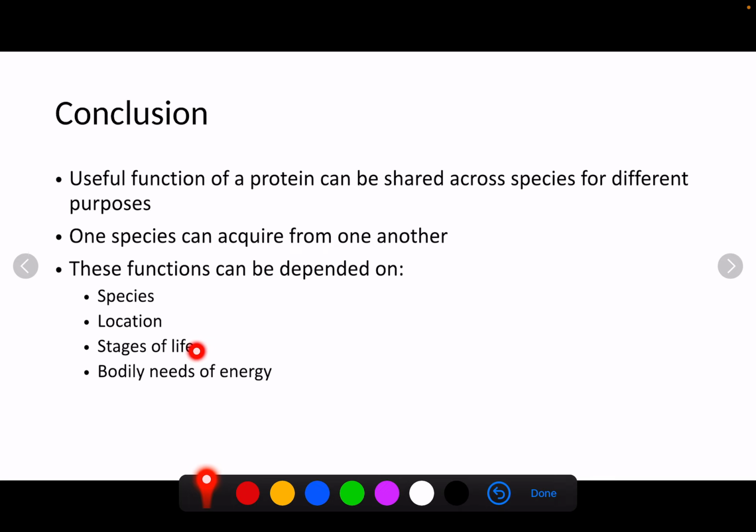Stage of life: we talked about this in the same protein PHGPX, which has a protective function against radical damage in the early stage of the sperm versus a structural function in the mature stage. And then the body's needs: one single transporter can bind different substances, and they have a preferential ranking of these binding affinities.